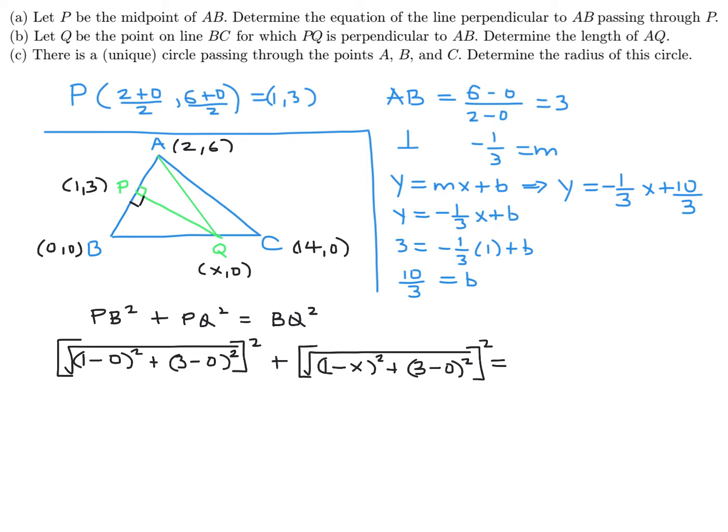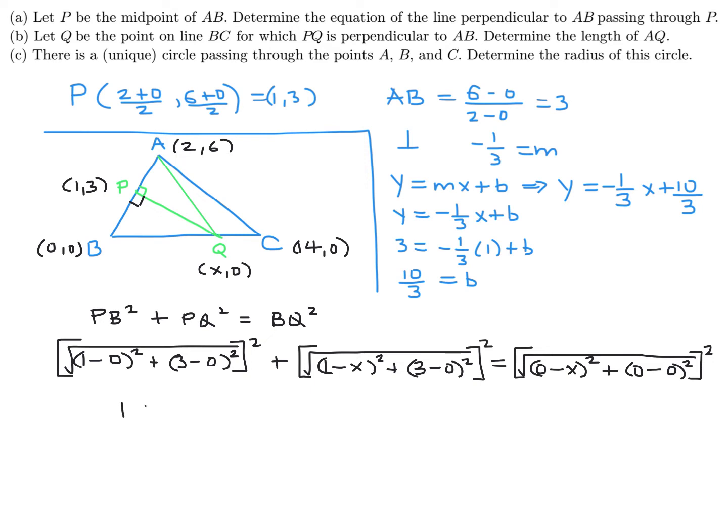And then BQ, (0 minus x) squared plus (0 minus 0) squared. Okay, that's easy. I'm just writing it out in the complete form. I don't want to do any shortcuts. I don't want to confuse you. Okay, now we can get to the nitty gritty here.